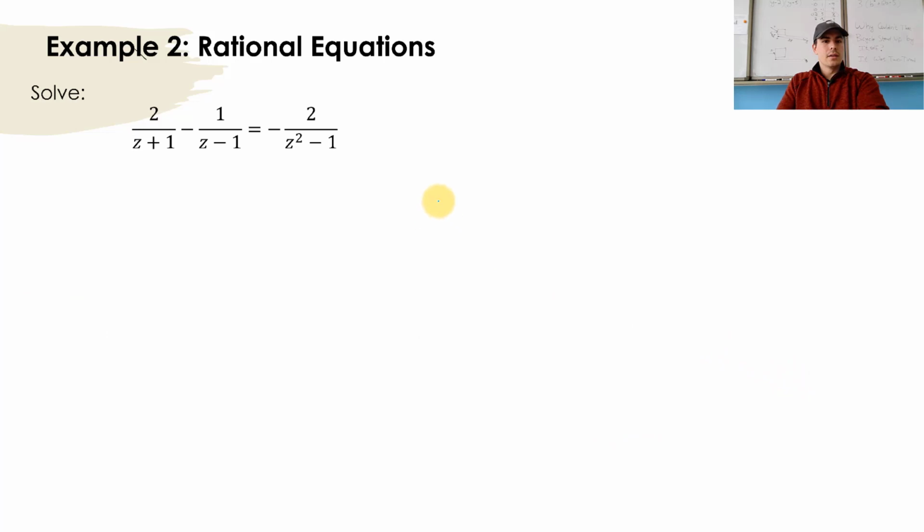Okay, let's take a look at another example of rational equations. I'm going to pause, or you guys pause the video and see if you can solve this one. Keep in mind that we have a negative out in front of this fraction here on the right-hand side of the equation. Okay, so pause the video and figure that out.